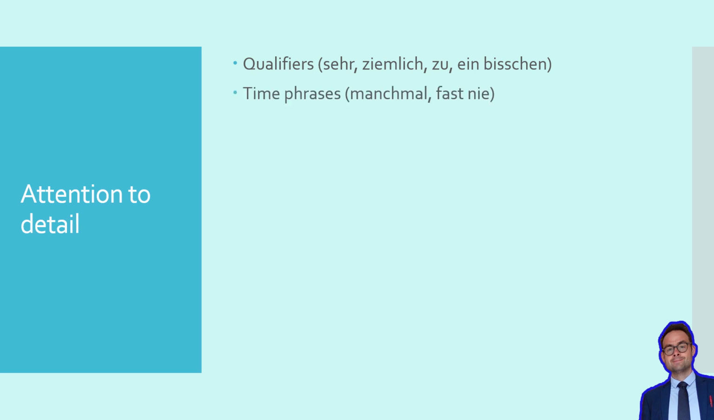So, attention to detail. What things do we really need to pay attention to? Well, things like qualifiers: sehr for very, ziemlich, quite, zu, to, as in T-O-O, ein bisschen, a bit or a little. Just missing one of those out can make the difference between getting a tick or not getting a tick. And it's easy, when you're worrying about maybe the bigger picture, tenses and stuff, to forget to translate one of these words, but it makes a big difference. Time phrases: manchmal, sometimes, fast nie, almost never. Again, missing them out makes a big difference.